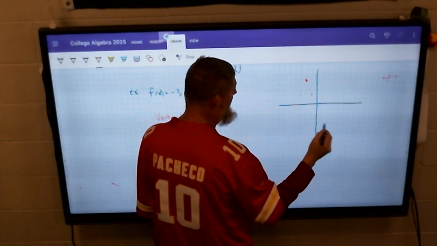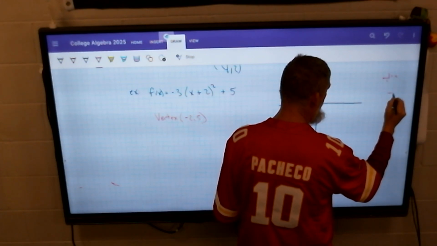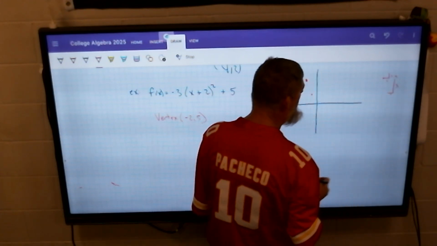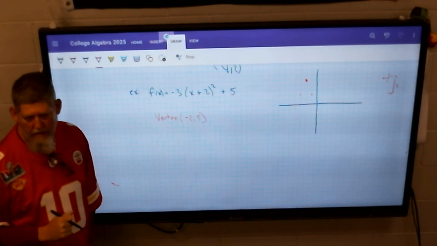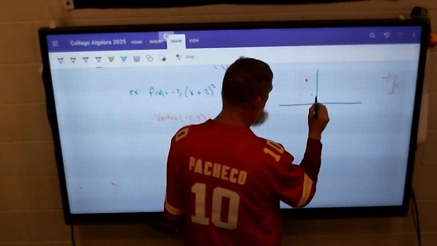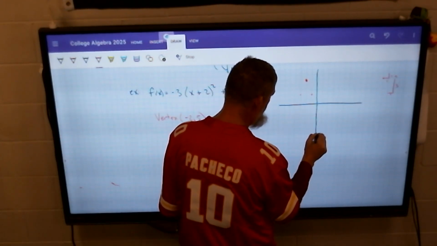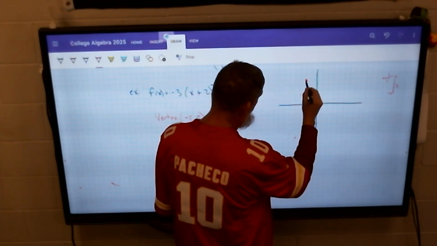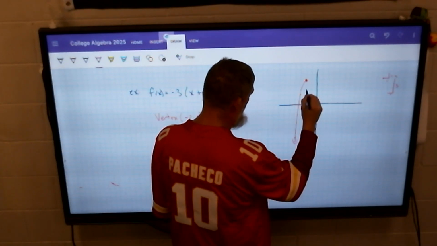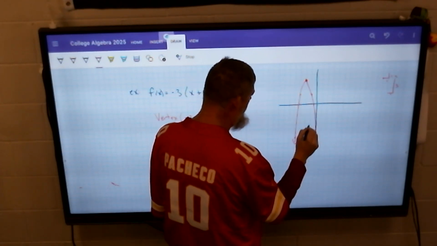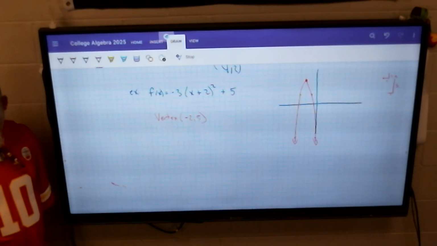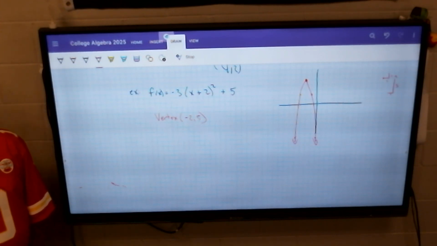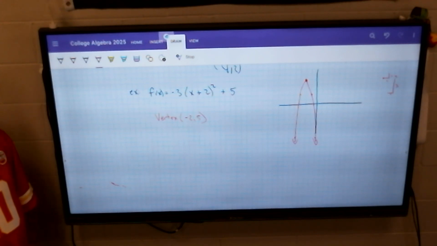Then I can reflect that. The next one should be over 1 and up 3, but now it's going to be over 1 and down 9. 1, 2, 3, 4, 5, 6, 7, 8, 9. And then reflect that. And there's your parabola, kind of a skinny looking thing. Okay, we good? Questions? Need another example?